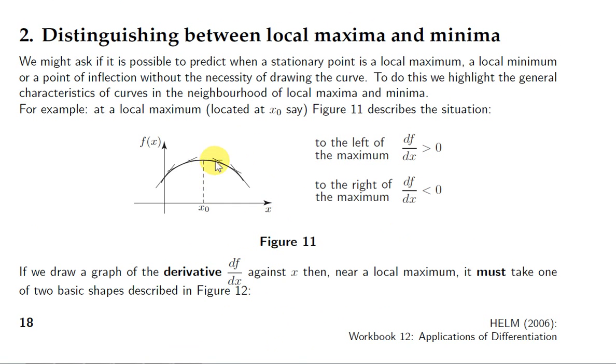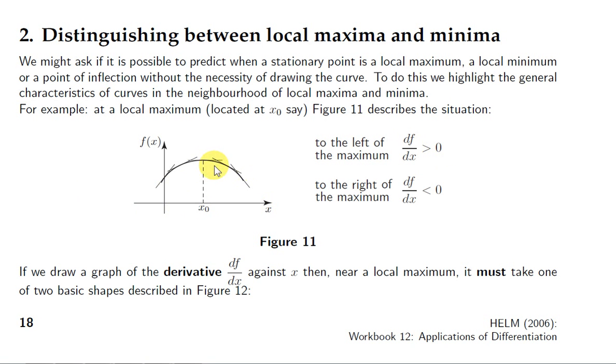Now, here we have a piece of a curve, and you can see that it has a local maximum at x0. Notice that for values of x to the left of x0, the tangents have positive slope. The lines are sloping this way. So the function is increasing for values of x to the left of x0. Well, close to x0, not too far away, of course. But as x approaches x0, we can see that the function is increasing. So the derivative is positive. The slopes of the tangents are positive.